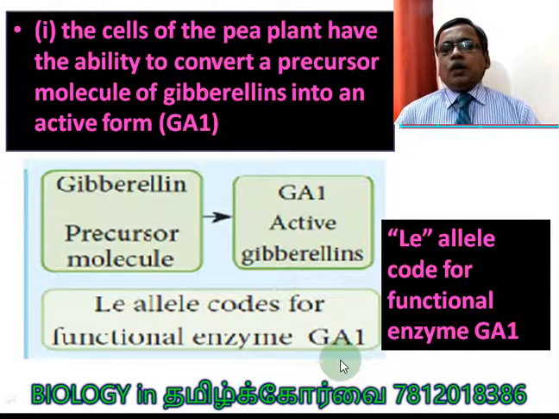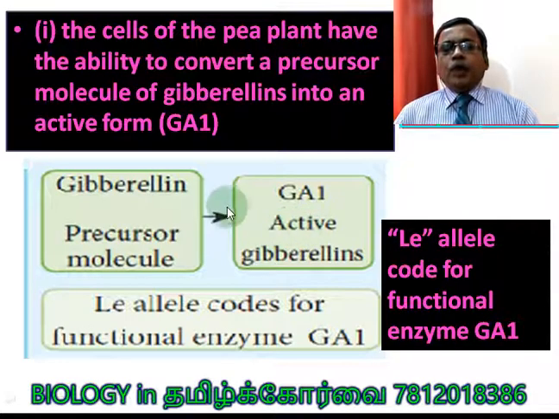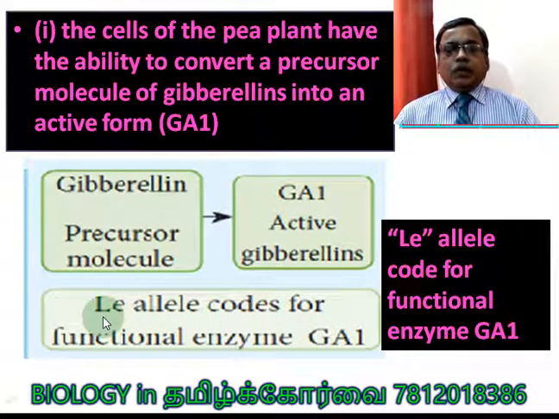Now let us go through the theory. The cells of the pea plants have the ability to convert a precursor molecule of gibberellins, so this is the precursor molecule of the gibberellin, you imagine, into an active form. So active gibberellin is produced. From inactive gibberellin, active gibberellin is produced with the help of a functional enzyme, called GA1. This GA1 is produced from an allele which is symbolized as capital L small e, Le.